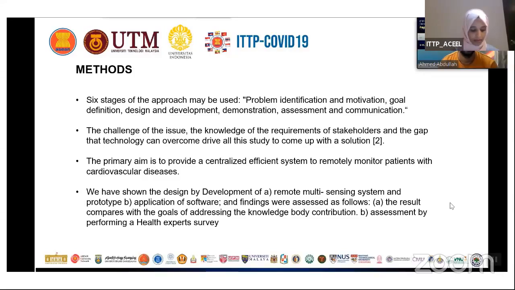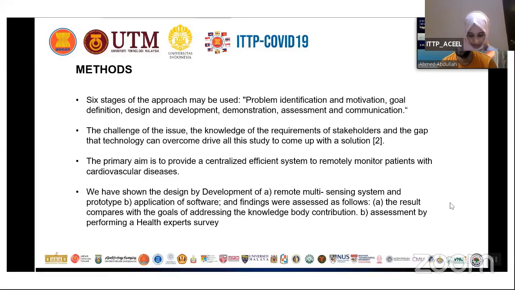Then the primary aim is to provide a centralized, effective system to remotely monitor patients with cardiovascular disease. Then we have shown the design and development of a remote multi-sign system and prototype. Then, application of software and findings were assessed as follows.